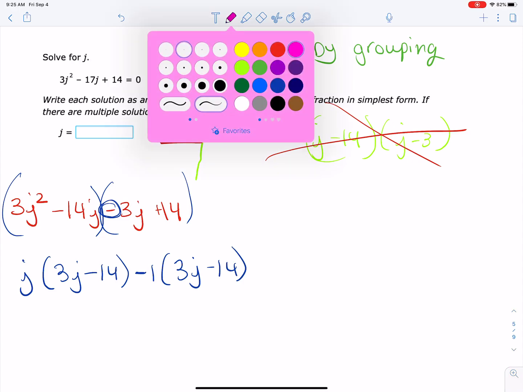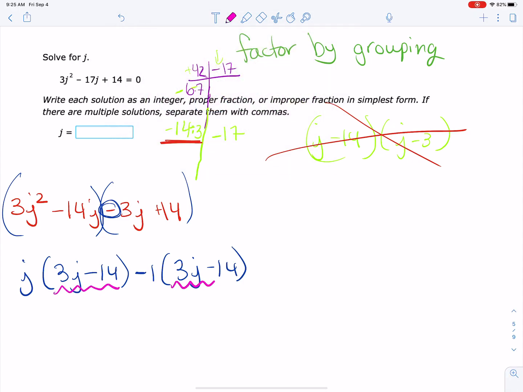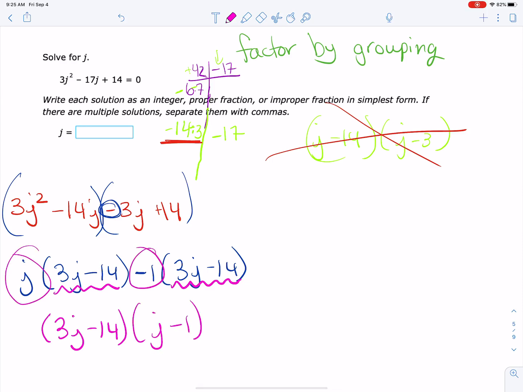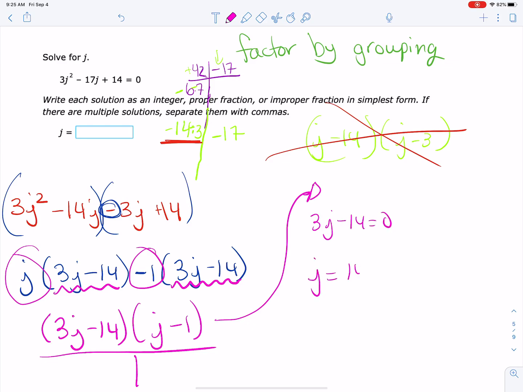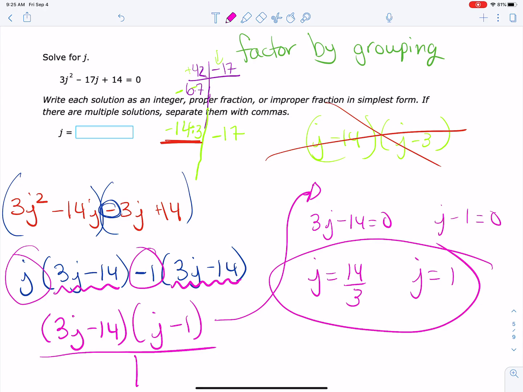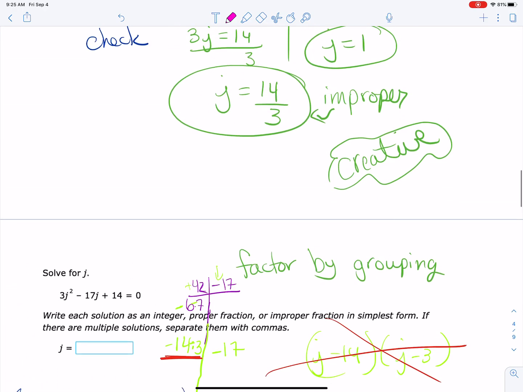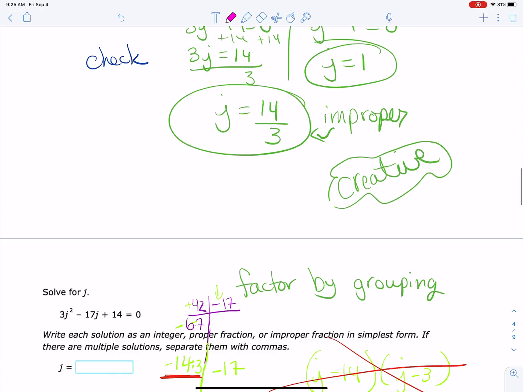Okay, so this is good because you want these parentheses to be the same, because that is what you're factoring out next. So you have 3j minus 14, and then times the quantity j minus 1. Okay, so then that's where you would branch off. And you would say 3j minus 14 is 0. So that's where j would equal 14 thirds. And then you would say j minus 1 is 0. And that's where j would equal 1. So those are the same answers we got above. Look, hooray, just a different method.